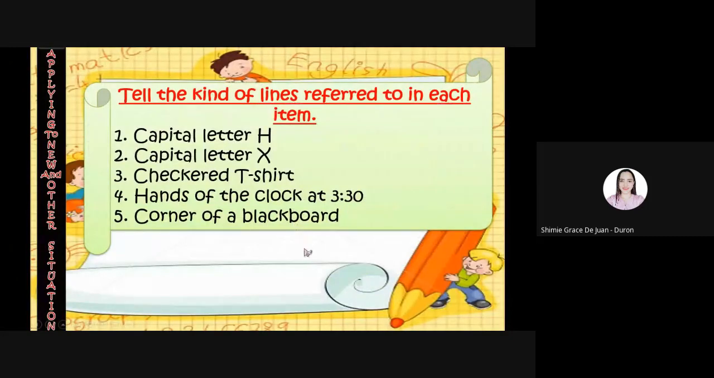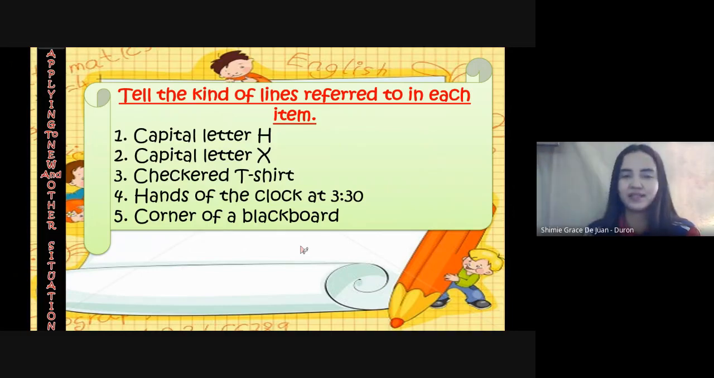Now, apply this to your situation. Tell the kind of lines referred to in each item. So, what kind of lines can you see in the capital letter H for number 1? Number 2, what kind of line for capital letter X? Number 3, checkered t-shirt. What can you see? Number 4, hands of the clock at 3:30. Number 5, corner of a blackboard.